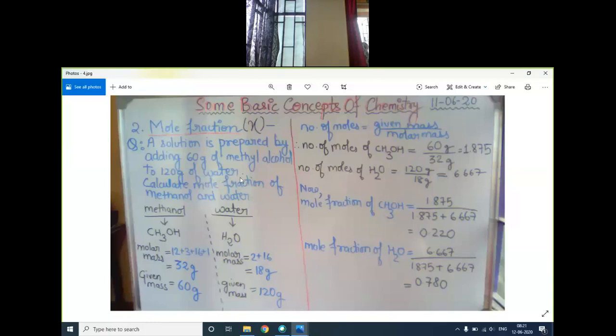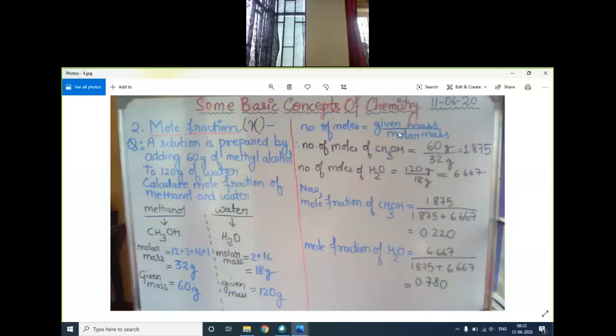So how do we calculate the number of moles? We are already using a formula to calculate the number of moles. What is that formula? Number of moles equals given mass by molar mass. To calculate the mole fraction, we need the formula of number of moles, because the mole fraction formula contains the number of moles. So to calculate the number of moles, we should know the formula here, given mass by molar mass. The given mass is there in the question, 60 gram methyl alcohol, 120 gram water.